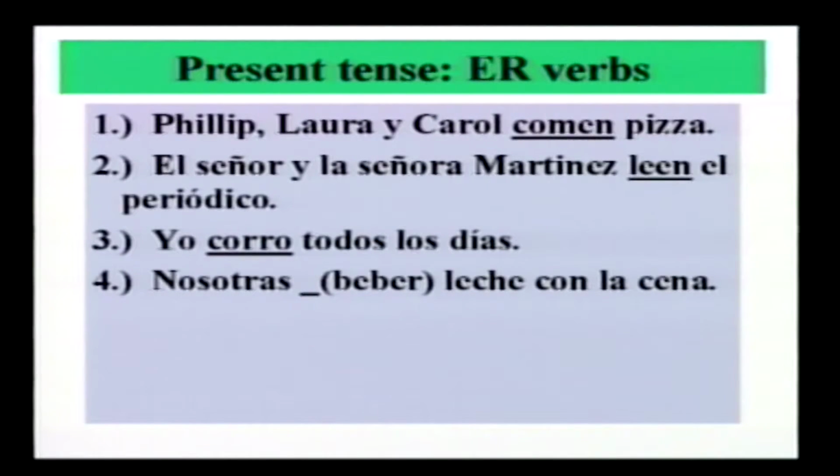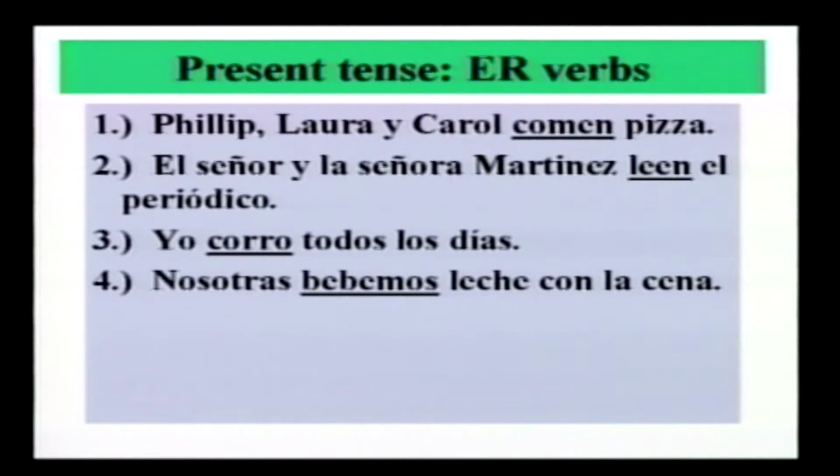Nosotras, the verb is beber, leche con la cena. Now notice this time we use nosotras. What does that tell you? Yes, it's first person plural, but it also lets you know that it's all females. Because remember, had there been but one male in that group of us, it would have been nosotros. So you know in Spanish when it's all feminine. So what would you use? First person plural of the verb beber. Oh, by the way, cena is dinner. Bebemos. And what is it that they drink? They drink milk.